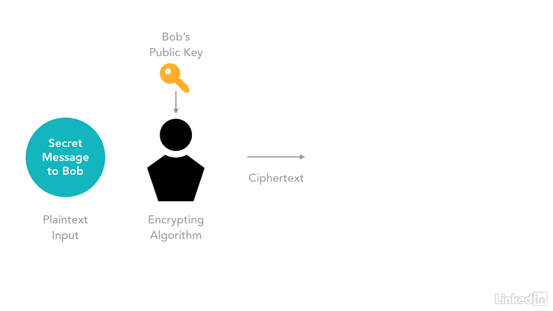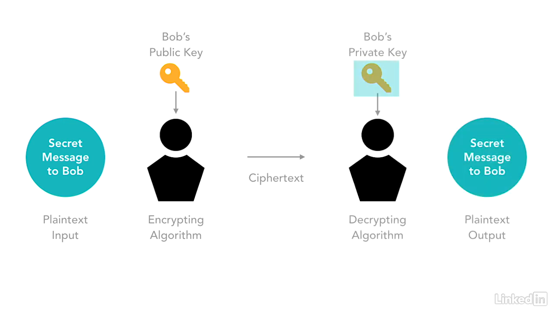And now we take Bob's public key and the encrypting algorithm. It then becomes ciphertext. It's sent to Bob, who uses Bob's private key and the decryption algorithm. It then becomes plaintext output. And because only Bob has Bob's private key, only Bob can see the contents.